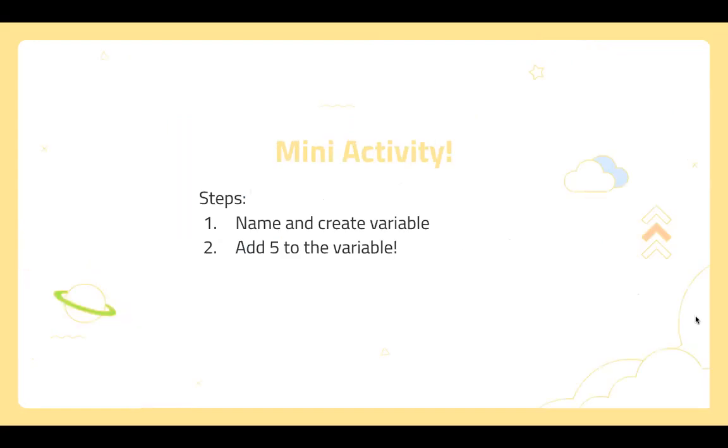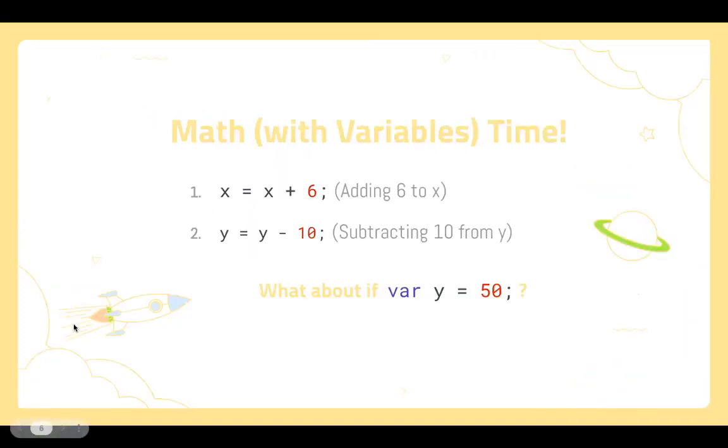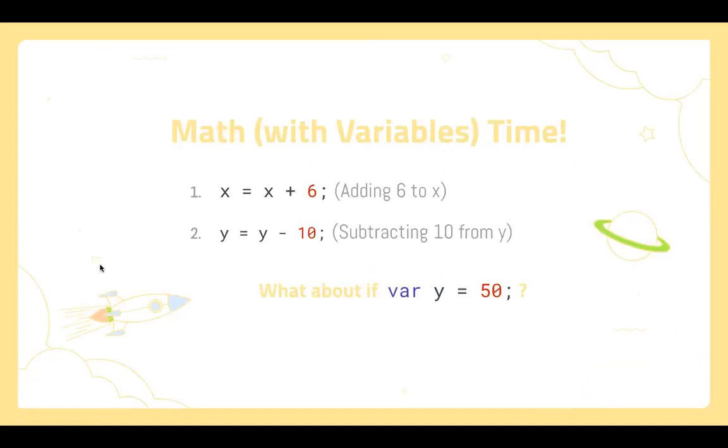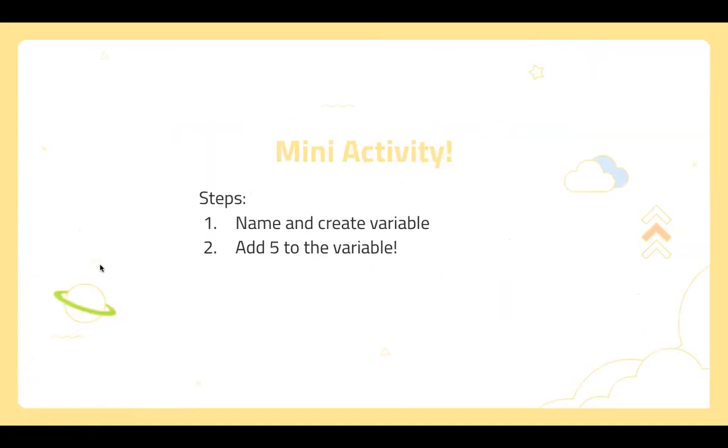Okay, so here's a mini activity, and I'm going to give you some time to do this. You can pause the video if you want. We're going to name and create a variable, and then we're going to do exactly what the previous slide says, where we increment the value, and the value in this case is going to be 5. So why don't you just pause the video, and once you're done, you can unpause and we can resume.